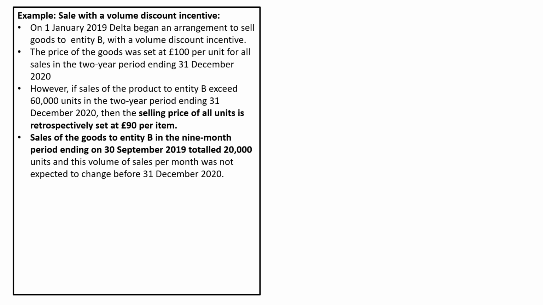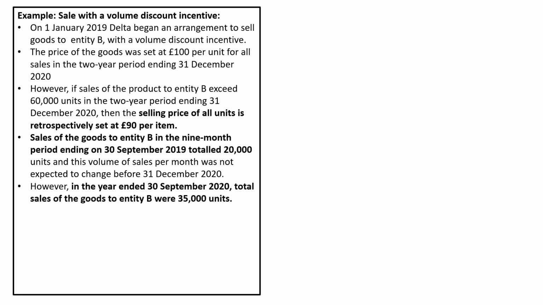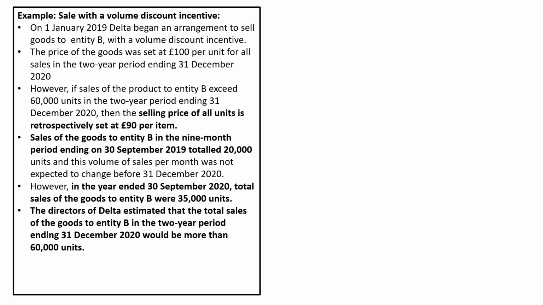Sale of the goods to Entity B in the 9-month period ending 30th of September 2019 totaled 20,000 units, and this volume of sales per month was not expected to change before 31st of December 2020. However, in the year to 30th of September 2020, total sales of the goods to Entity B were 35,000. The directors of Delta now estimate that the total sales of the goods to Entity B in the 2-year period ending 31st of December 2020 would be more than 60,000 units.